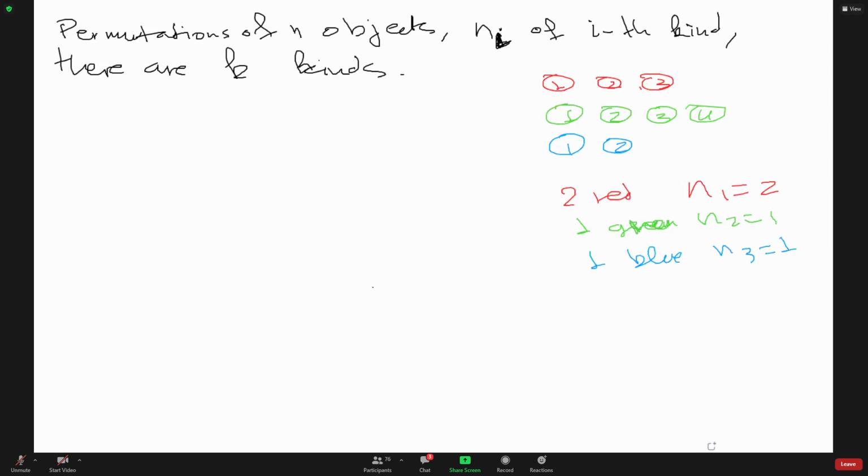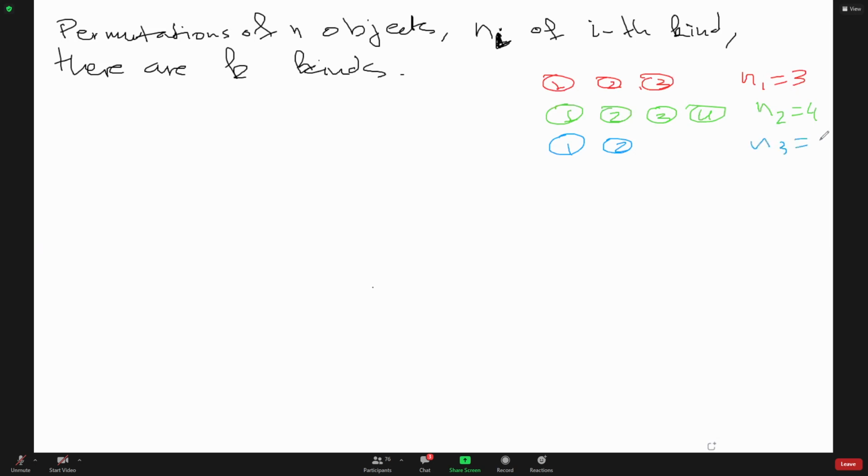So the problem here was this thing. Actually, what we have is that N1 is 3, N2 is 4, and N3 is 2, right? So it's the number of elements from each group. And now I want permutations of n objects from these kinds.